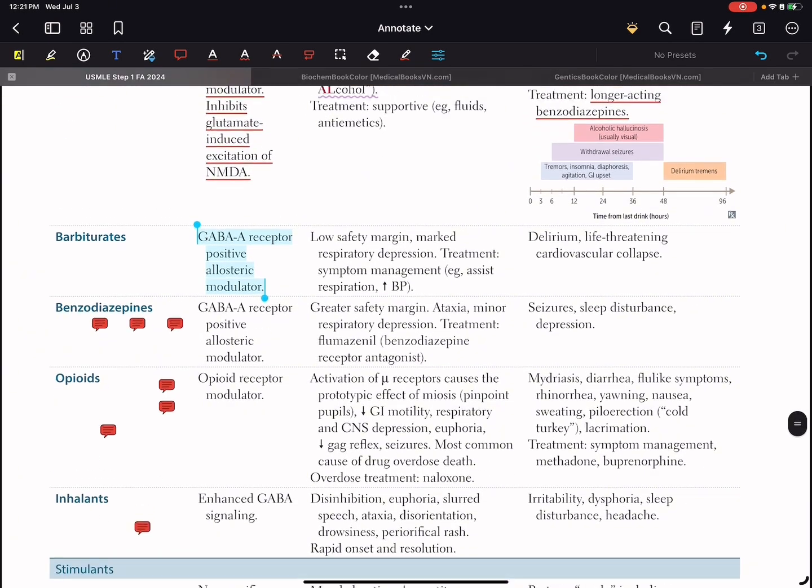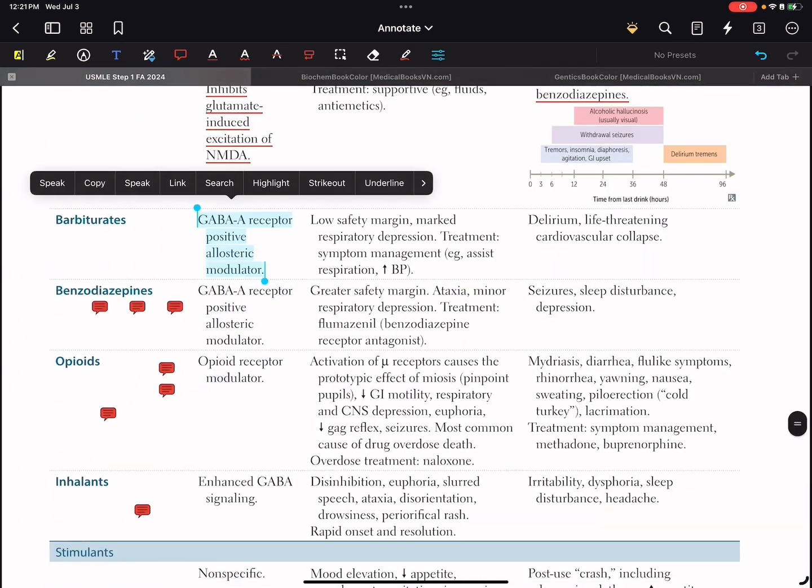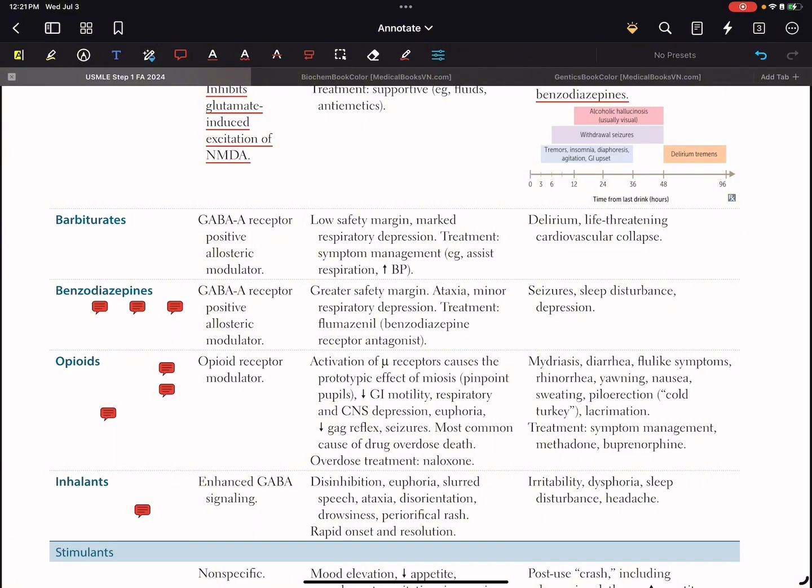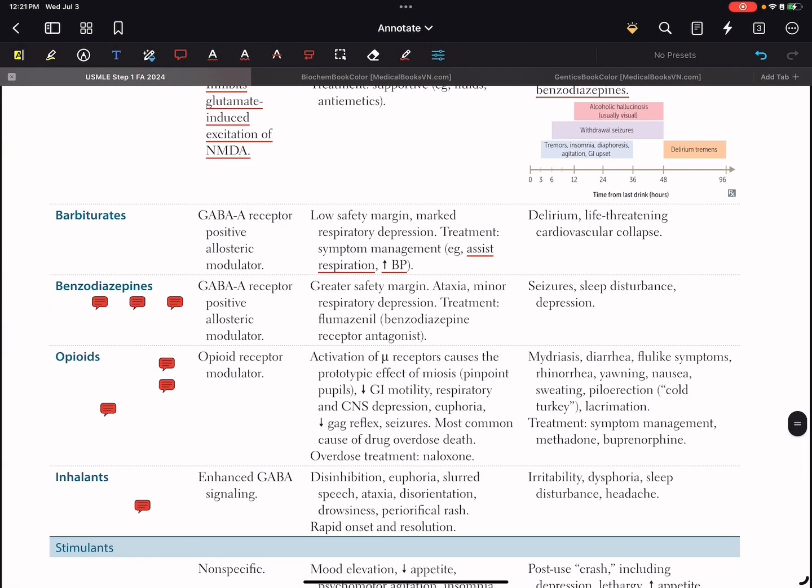They have a low safety margin. Intoxication will cause marked respiratory depression. Treatment is symptom management, for example assisting respiration and raising blood pressure. Then withdrawal causes delirium and life-threatening cardiovascular collapse.